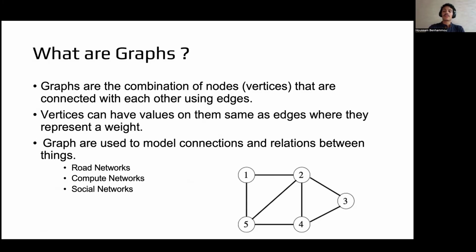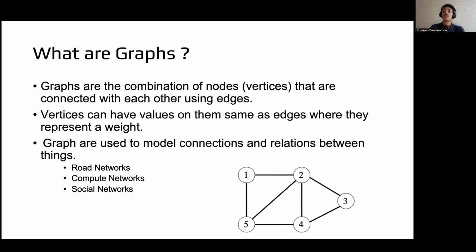Graphs are basically a combination of nodes, which are called vertices, or a vertex for one node, that are connected with edges. These vertices can have a value inside them. Same as the edges, we can also assign a value to them, which you can call a weight. Through that, you can use graphs to model a lot of things, especially problems that have some elements that have a relationship with other elements.